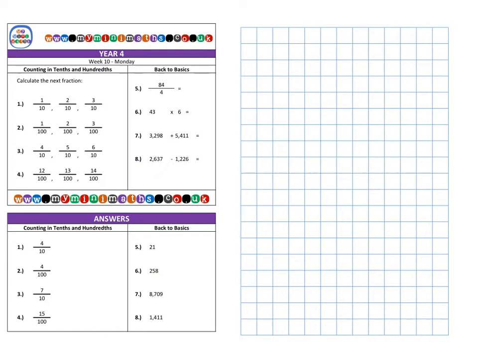And today we're going to be counting in tenths and hundredths. The very first thing we need to do is look at what tenths and hundredths actually are and what they look like. So let's have a look at tenths to begin with.